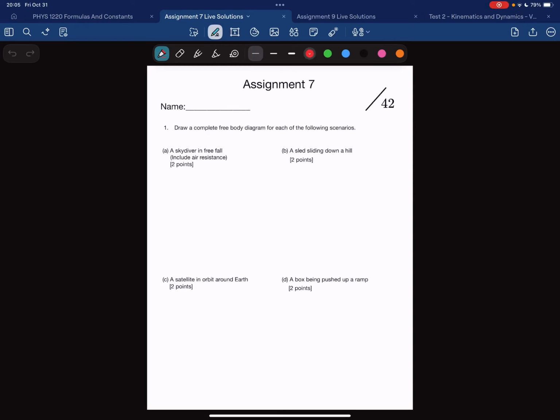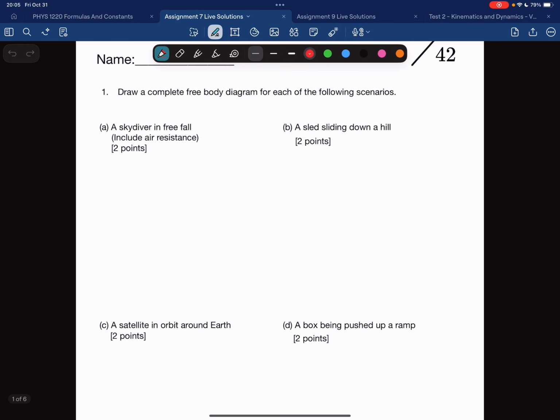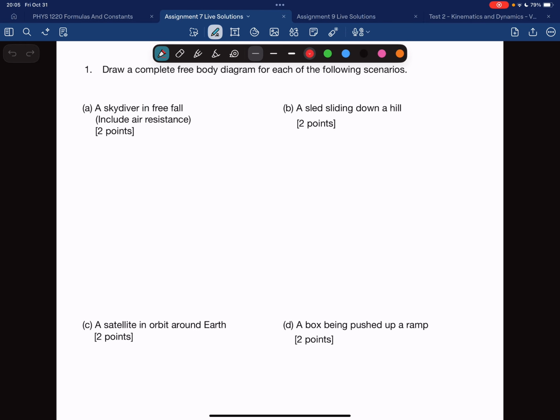This is the solutions for assignment 7. Number 1, draw a complete free body diagram for each of the following scenarios. So, a skydiver in free fall, include air resistance. So this is my box, this is my skydiver.